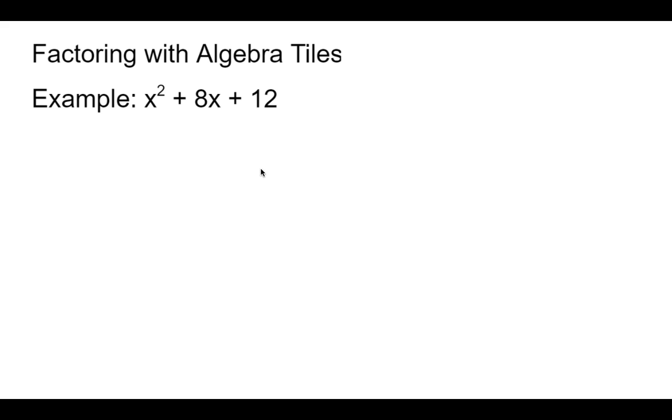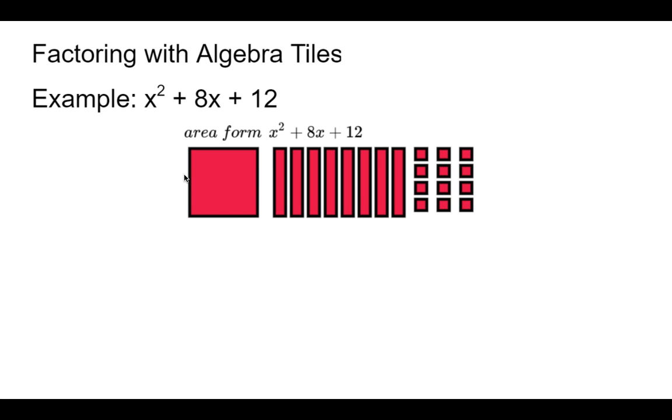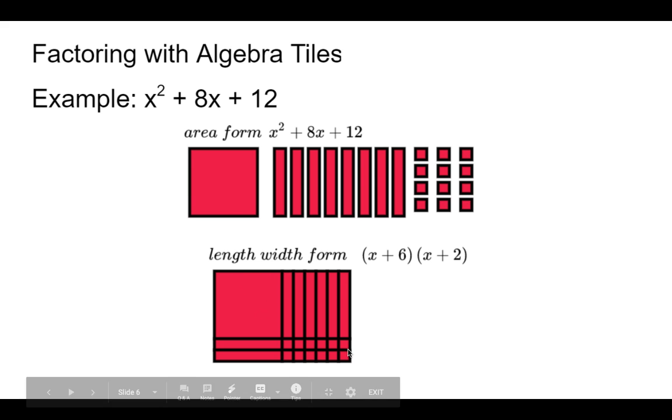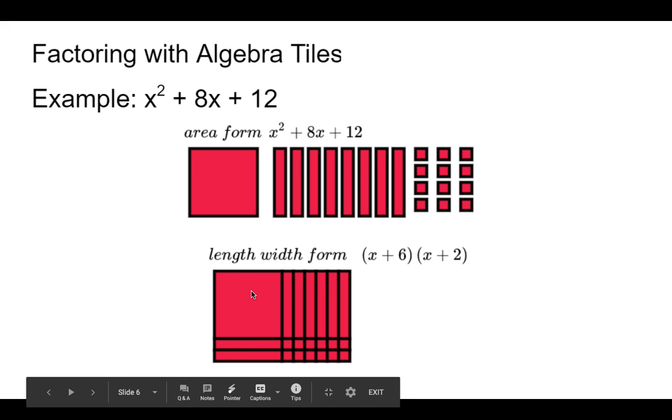So let's say we want to factor with algebra tiles and we have x squared plus 8x plus 12. Remember, the first step is to take out all the tiles we need. So we need one x squared tile, 8 x tiles, those are the rectangles, and then we need 12 of the single tiles. And then we need to figure out how to make a nice rectangle out of this. And if it doesn't become a nice rectangle, that means it can't be factored.